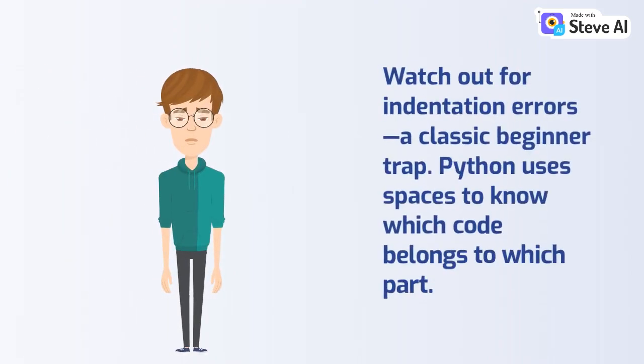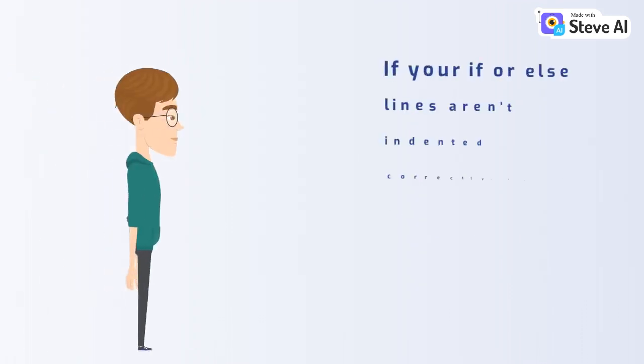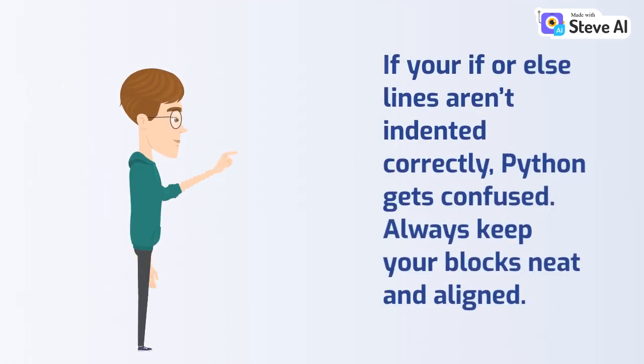Watch out for indentation errors, a classic beginner trap. Python uses spaces to know which code belongs to which part. If your if or else lines aren't indented correctly, Python gets confused. Always keep your blocks neat and aligned.